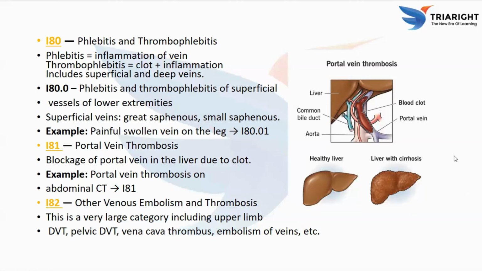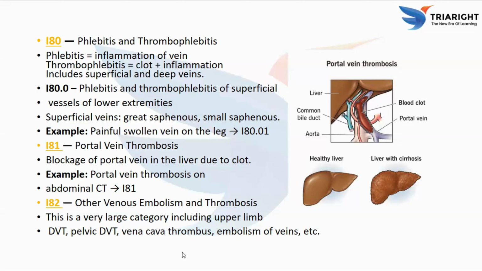This shows a blood clot. You can see a blood clot over here, right? It also shows a normal liver. This is a healthy liver and this is a liver with cirrhosis. So you can clearly see the inflammation. This is a common cause.